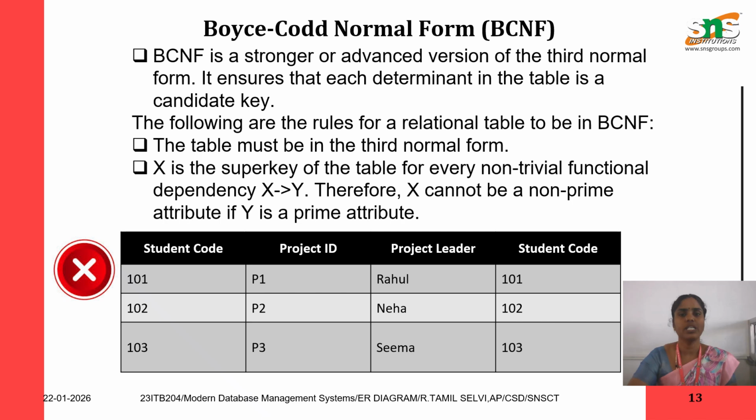Next one is Boyce-Codd normal form. BCNF is a stronger version of 3NF, and the rule of BCNF is that every determinant should be a candidate key. It gives better data integrity. Consider this table example. In this table, the project ID is a prime attribute, but the project leader is a non-prime attribute. So we have to divide the table into two to convert into the Boyce-Codd normal form.